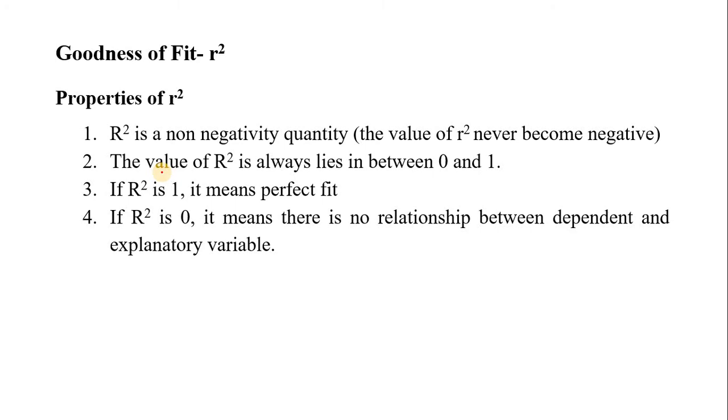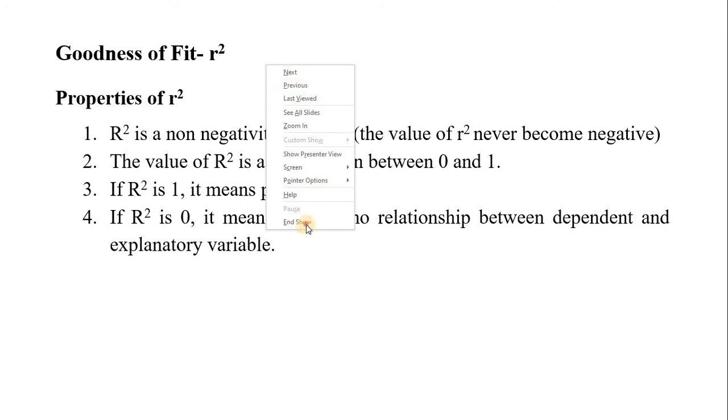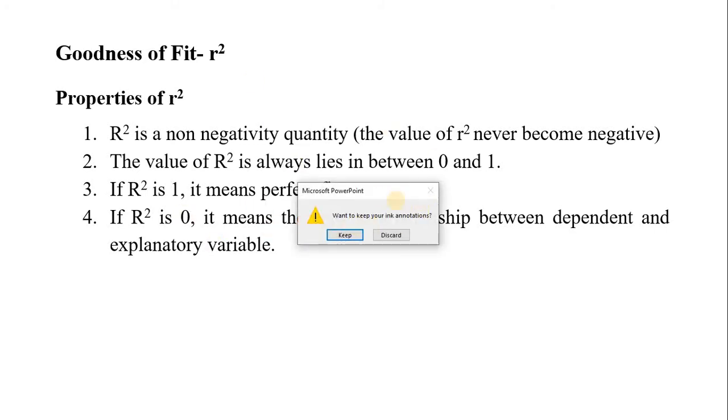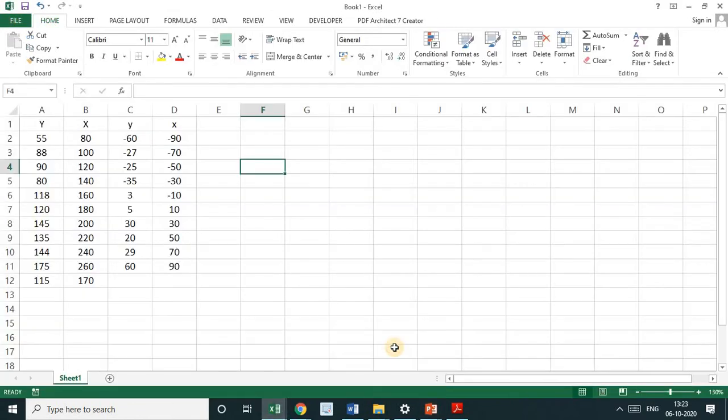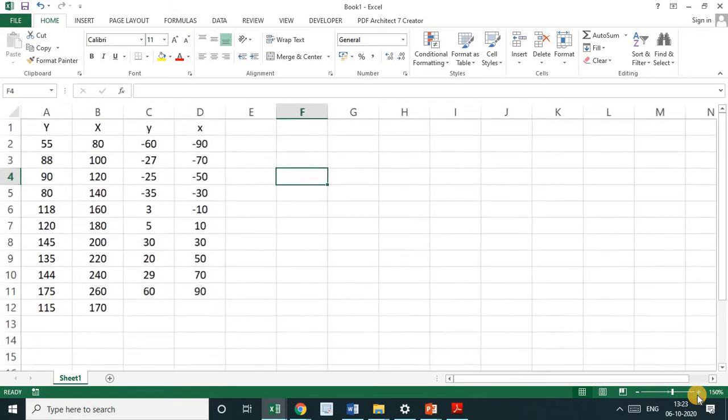Okay, so these are all the properties of R square. Now let me find out how we can find this value of R square. For that, let me take the example that we found yesterday. Assume that we have Y and X.